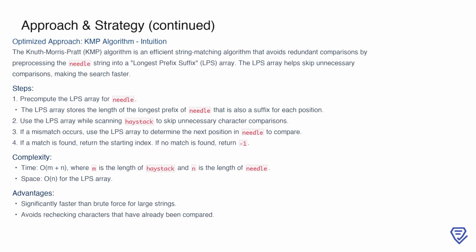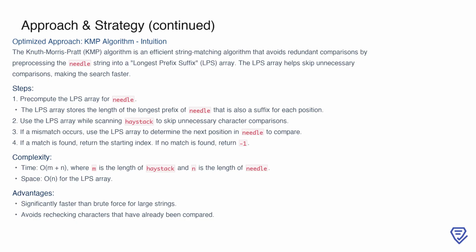Now, let's explore a more efficient solution, the Knuth-Morris-Pratt, or KMP, algorithm. The key idea behind KMP is to eliminate redundant comparisons by pre-processing the needle string into what's called a longest prefix suffix, or LPS, array. This array stores, for each position in needle, the length of the longest prefix that is also a suffix. By using this LPS array during the search phase, we can skip over sections of the haystack that have already been checked, saving significant computation time.